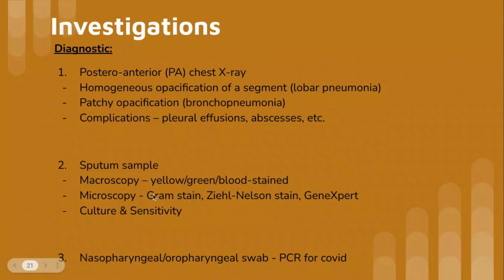They can do a gram stain to find out what bacteria is causing it, whether gram positive or gram negative, a Ziehl-Neelsen stain for TB, or GeneXpert. Okay. You can also do a culture and sensitivity, but this will come after some days. All right. Then you can also do a nasopharyngeal or oropharyngeal swab. You can do a PCR on that for COVID.